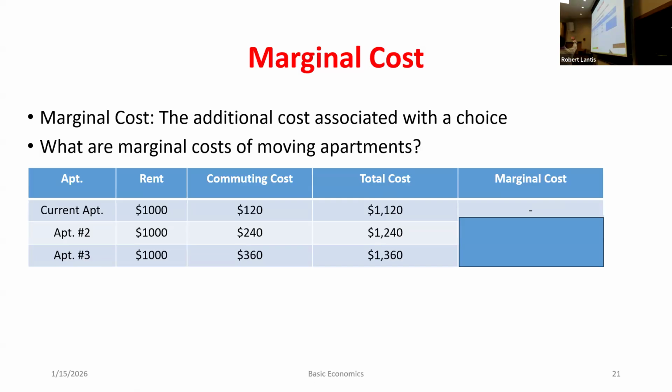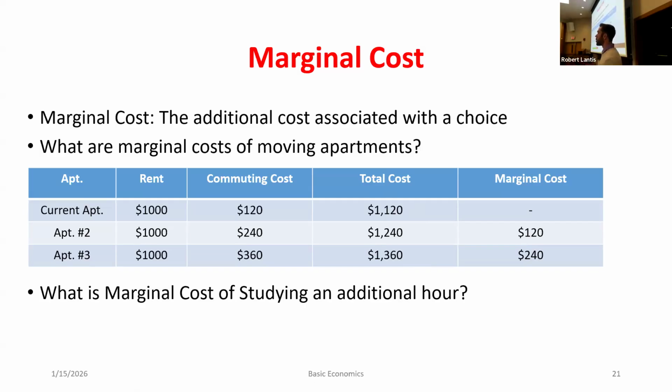If I instead chose to go from my current apartment to apartment 3, what would my marginal cost be of moving to apartment 3? Well, the change in my total costs would be $240. So we can calculate opportunity costs, calculate total costs, and then think about, if I change my decision, how does that change my costs? That change in my total cost is what we call our marginal cost. These are just some definitional things as we start to think about decision making.